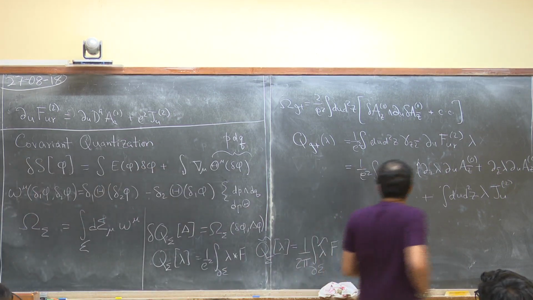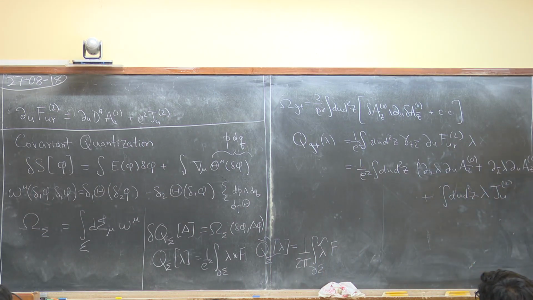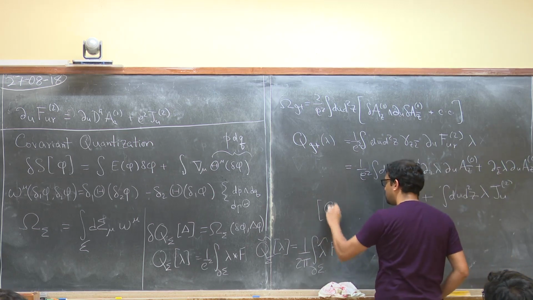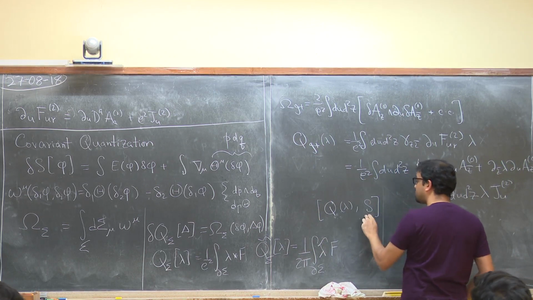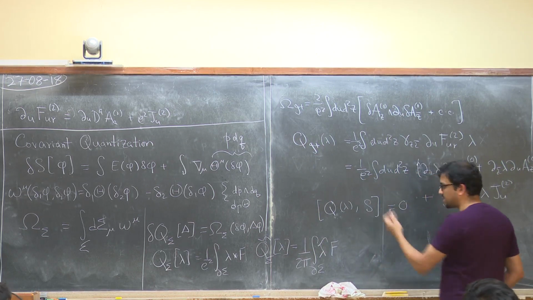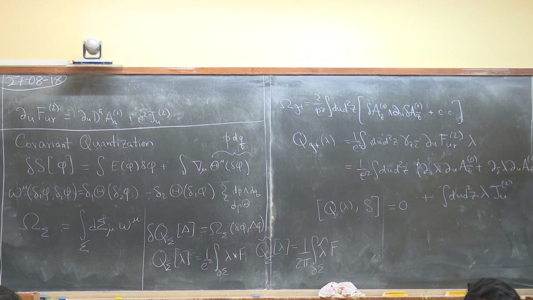So this is the charge that generates these large gauge transformations. Now let's just conjecture that this is a symmetry of the S matrix and see where we go with that. I'm not going to go beyond this, but the claim is that this statement, the commutator of Q lambda with the S matrix equals 0, which is what it means to be a symmetry, implies the soft theorem.